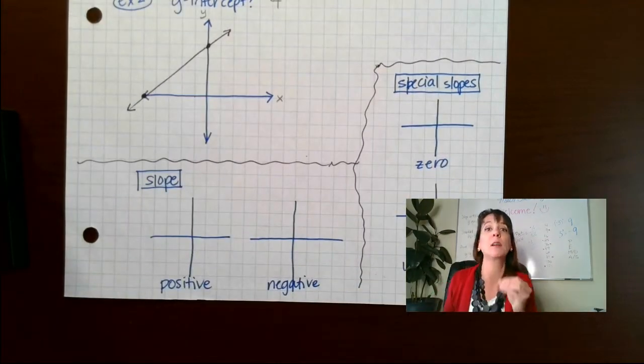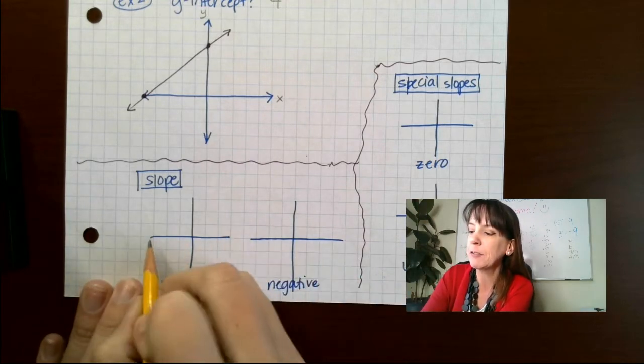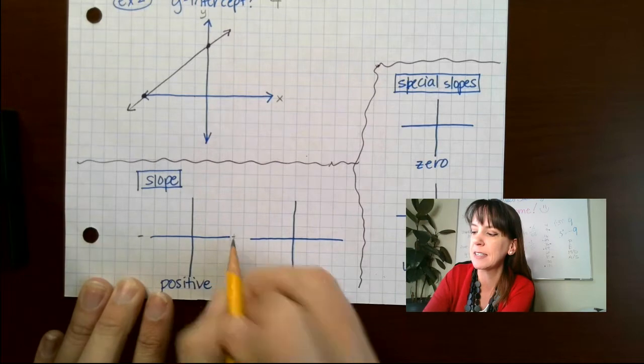All right, so now let's talk about slope. We have two different types of slope. They are positive or negative. And if you ride a bike, the best way to think about this is you're coming in from this is your negative side, this is your positive side, right?